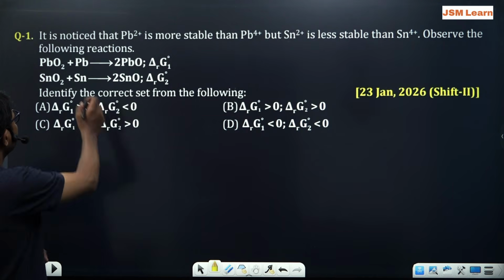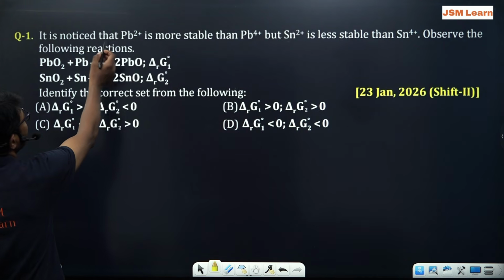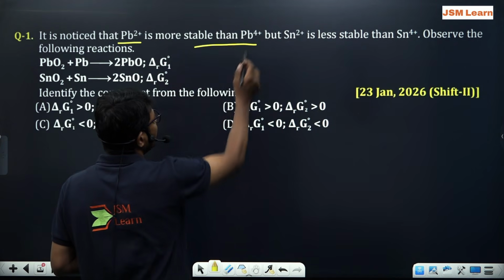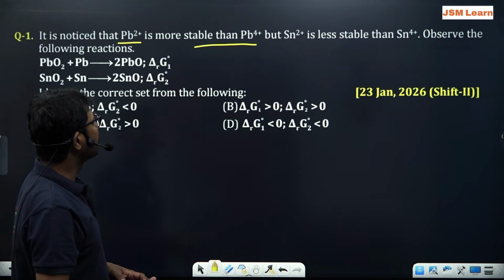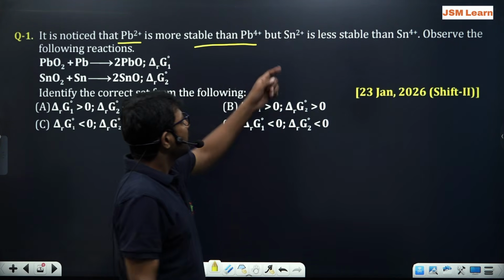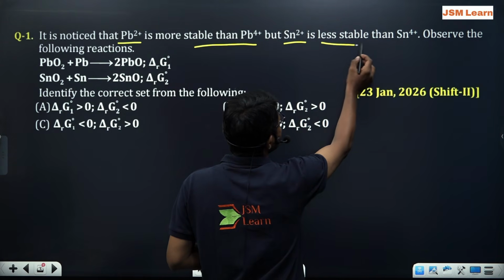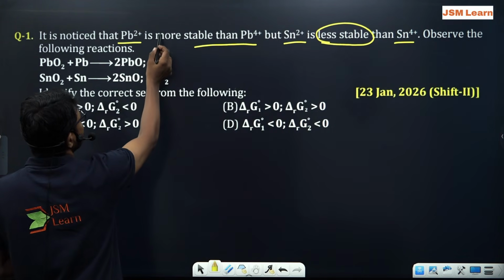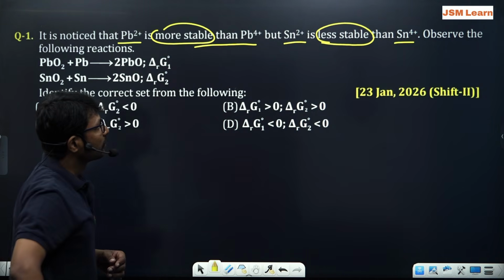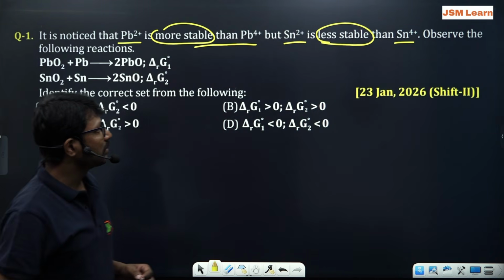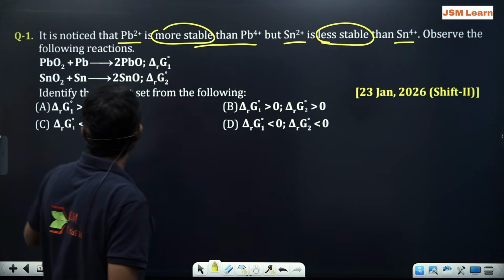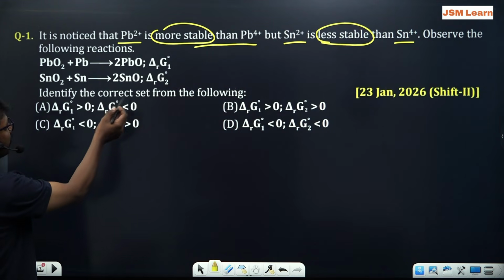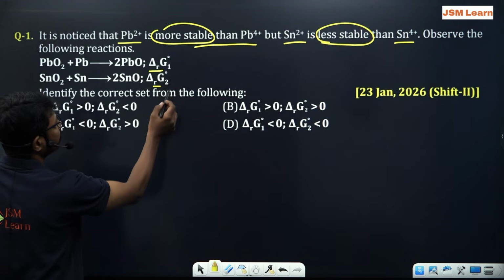In this, it is noticed that Pb+2 is more stable than Pb+4. So stability they are comparing here. Next one, Sn+2 is less stable than Sn+4. Here Pb+2 is more stable than Pb+4 they have given, and Sn+2 is less stable than Sn+4. So observe the following reactions. Here two reactions they have mentioned, and we have to identify the relation between these two.